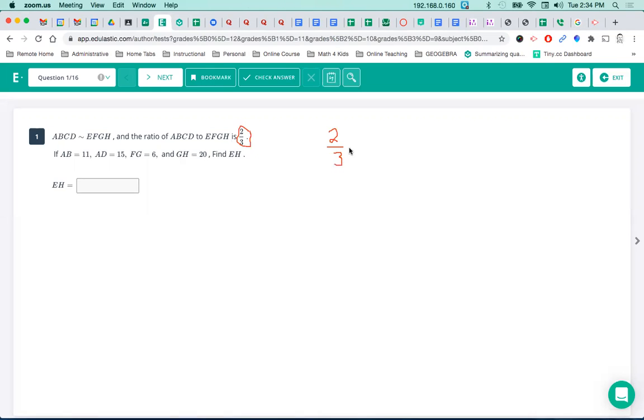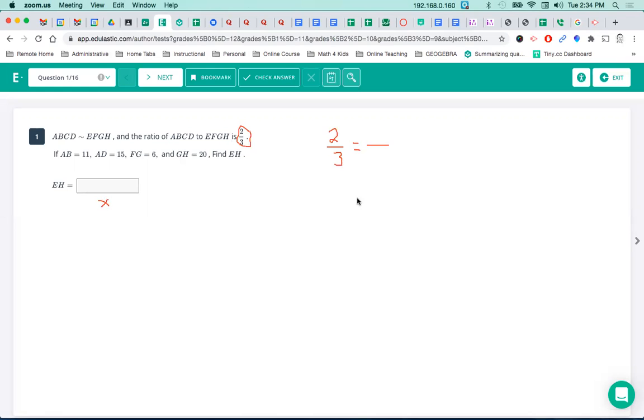Okay. Now we're going to use that. You're always going to use your scale factor when you're solving for things like this. So I'm going to say 2 to 3 equals, I need another fraction over here. Now I'm going to need a variable because I'm solving for a missing length. That missing length is going to be the length EH. So I'm going to make that X.